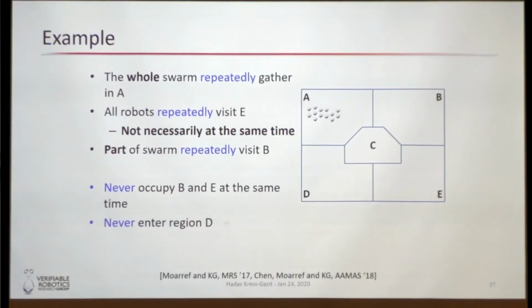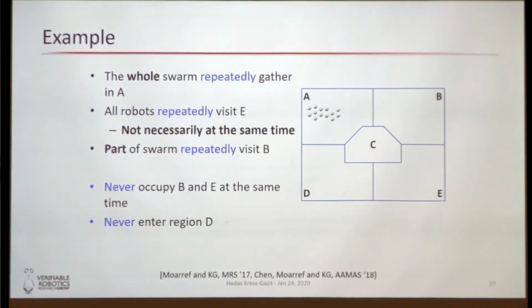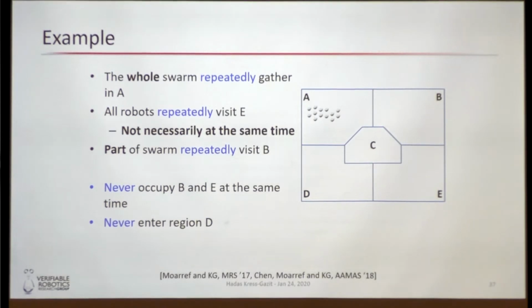Okay. So this is another very simple example. The task is the whole swarm needs to be in A. Everybody needs to go through E. It doesn't have to be at the same time. We can talk about macro and micro behaviors, and we talk about that in the paper. Some of the robots have to go to B. Never can be in B and E at the same time, and never enter D.